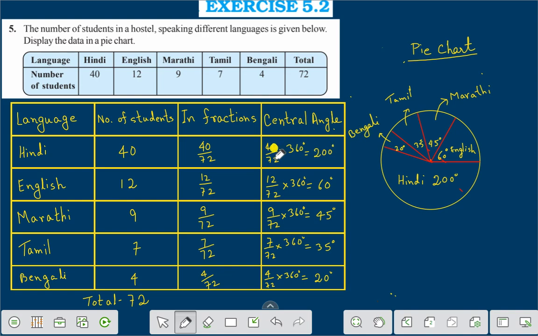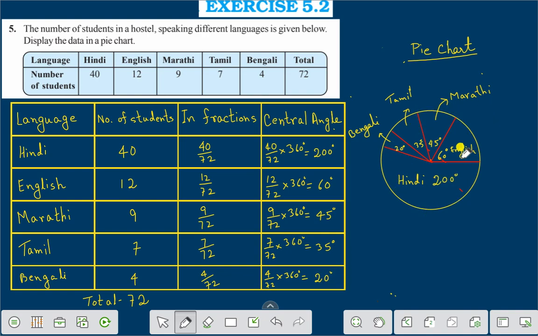Central angle we found: 40 by 72 into 360, that is 200 degree. 12 by 72 into 360 degree, that is 60 degree. 9 by 72 into 360 degree, that is 45 degree. 7 by 72 into 360 degree is equal to 35 degree. And 4 by 72 into 360 is 20 degree.